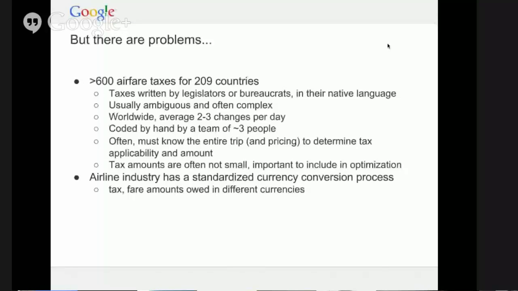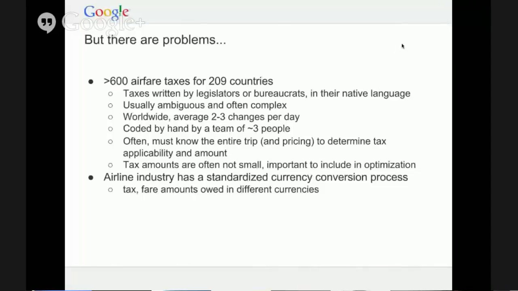Like we've got about 600 airfare taxes for about 209 countries. So when I'm computing a price, I have to take all of these taxes into account. And the taxes are written by legislators and bureaucrats in their native language, which means I have to first translate it into a language that I understand. But these laws are usually very ambiguous and often complex. I mean, you have no idea what they mean in a very mathematically formal sense.